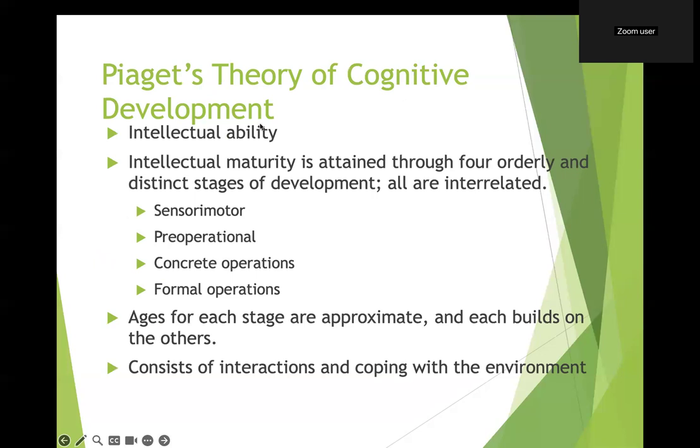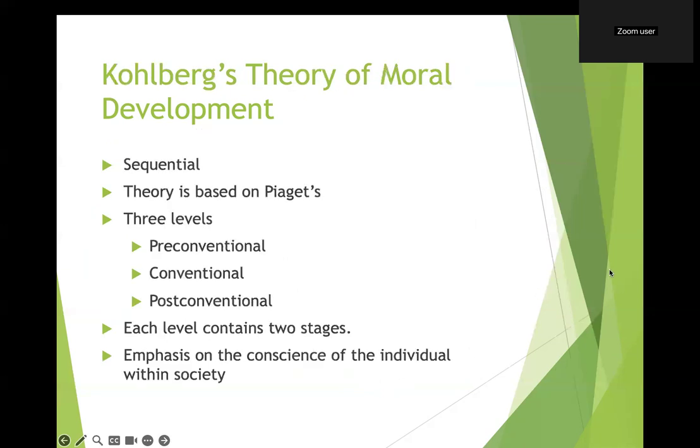Piaget's theory of cognitive development, so intellectual ability. This focuses a lot on intellect. Intellectual maturity is attained through, according to this theory, 4 orderly and distinct stages: sensorimotor, preoperational, concrete operations, and formal operations. Ages for each stage are approximate, so their ranges consist of interactions and coping with the environment.